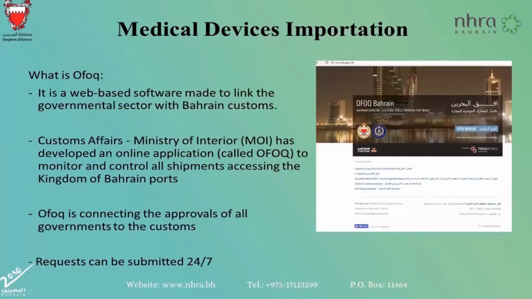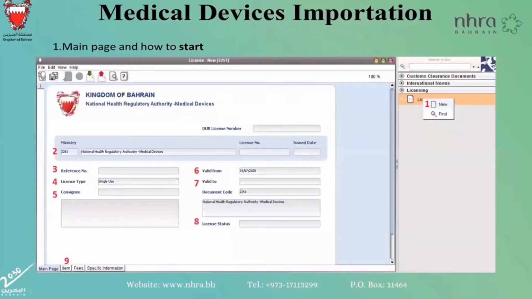First, let's talk about what is UFOQ. UFOQ is a web-based software developed by Customs Affairs to monitor and control all shipments accessing the Kingdom of Bahrain ports. This is the UFOQ first page. To create a new request, we should click on license here. It's number 1. Then number 2, we must enter the correct ministry code. The ministry code for NHRA is 2251.